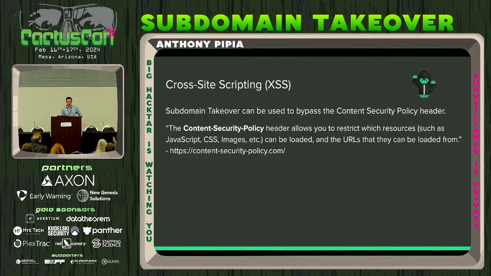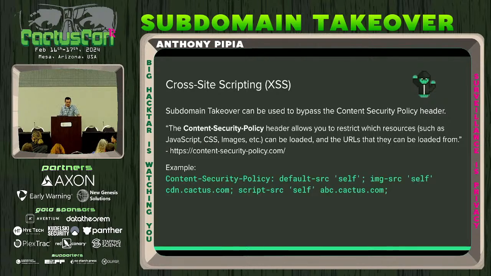There's another way I want to talk about, and it's very similar, but it has to do with everyone's favorite security header called the content security policy. Here's a quick example of the content security policy header. If a site like www.cactus.com is using this content security policy, you can see that it is allowing scripts to come from abc.cactus.com. So while this header may have been protecting you from XSS before that subdomain was taken over, there's now a way through this header, essentially.